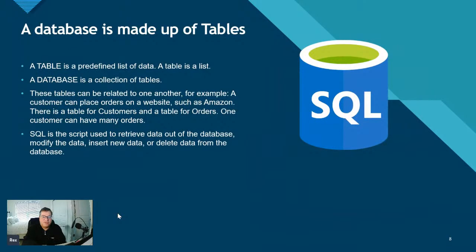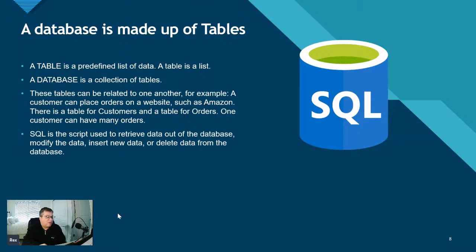A database is made up of tables. A table is a predefined list of data. A table is like a list. A database is a collection of tables. So several tables make up a database. Now, these tables can be related to one another.